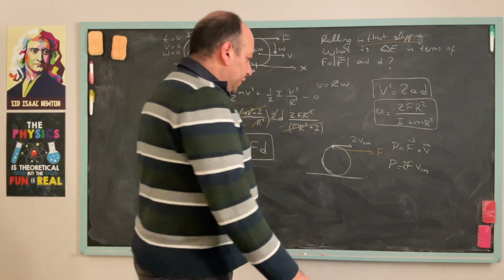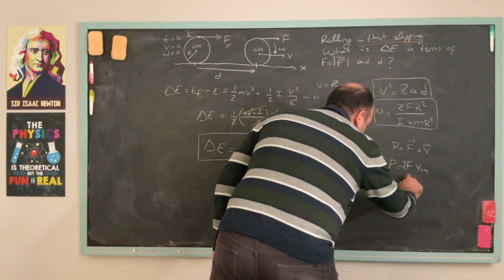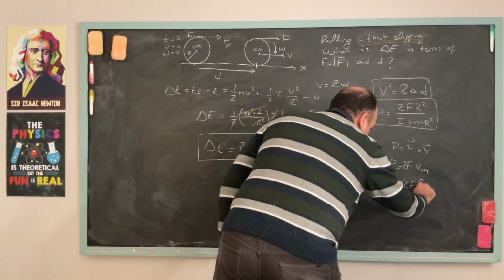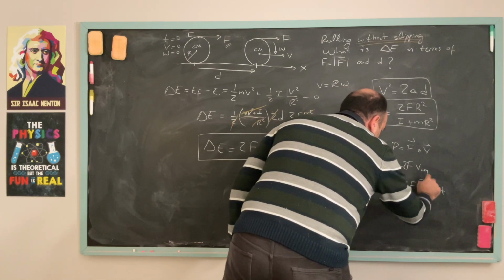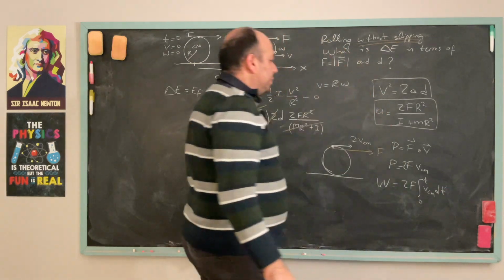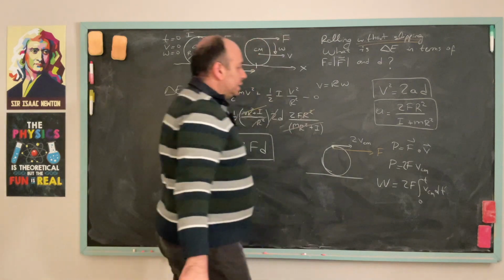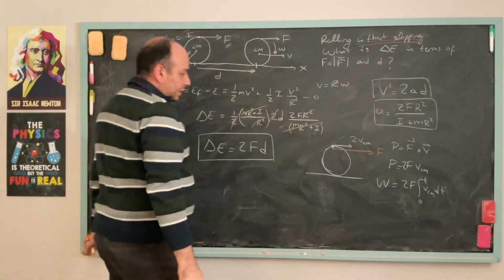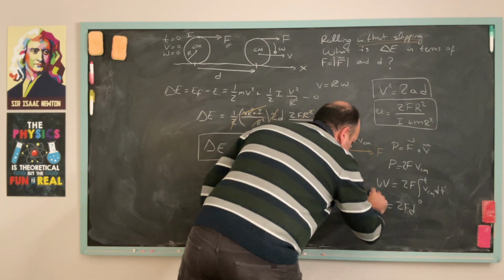So in order to find the work done by this force, we need to take the integral, right? So 2F is constant. So this is V center of mass times dt, from 0 to any time t prime. So this is nothing but the integral of V dt. This gives us the displacement, d, right? So that's why the work done by this force is actually 2Fd. Okay?